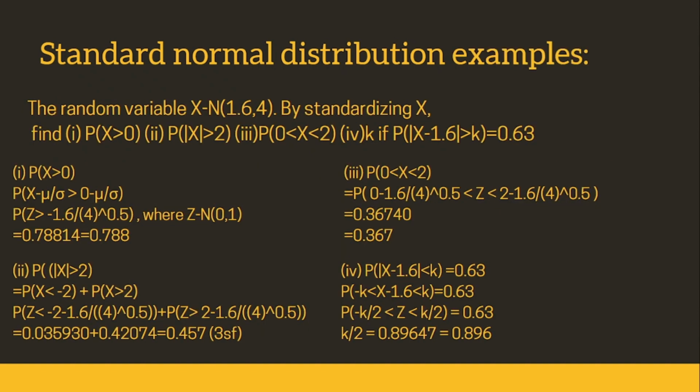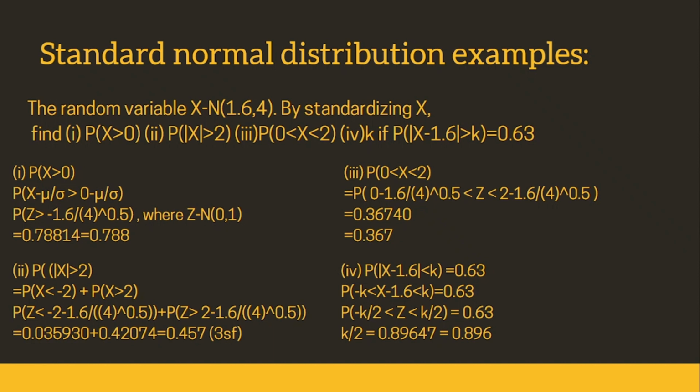So these are some examples for standard normal distribution. This random variable X has a mean of 1.6 and a variance of 4. In other words, the standard deviation is the square root of 4, which is 2. By standardizing X, we want to find the probability that X is greater than 0, the probability that the modulus of X is greater than 2, the probability that 0 is less than X less than 2, and the value of k if the probability that the modulus of X minus 1.6 is greater than k is 0.63.